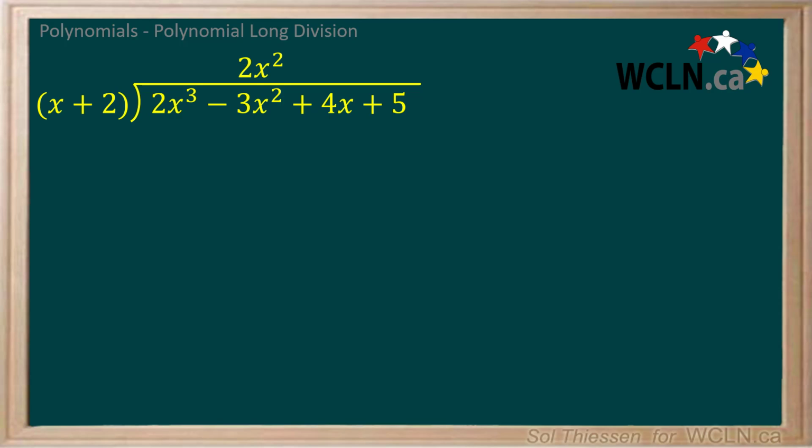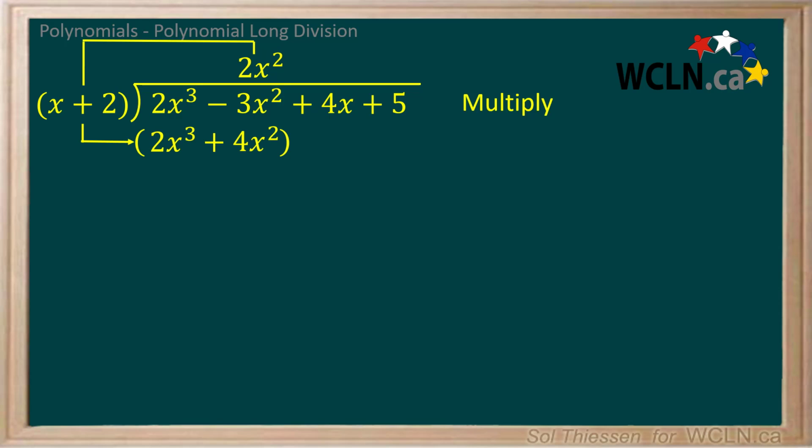Now, we multiply our divisor by what we've just written, 2x squared, and write the product underneath the dividend, again similar to long division. 2x squared times x gives us 2x cubed, and 2x squared times 2 gives us 4x squared. Next, we subtract 2x cubed plus 4x squared from the dividend. Keep in mind that both terms are being subtracted, which is why I like to place them in brackets.